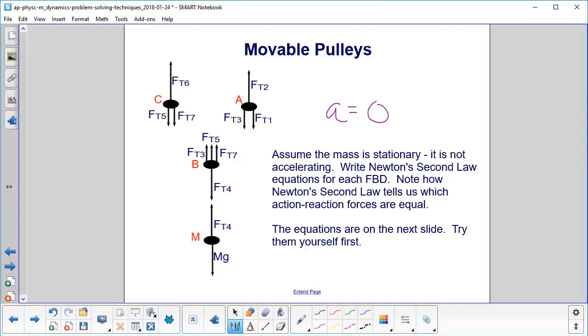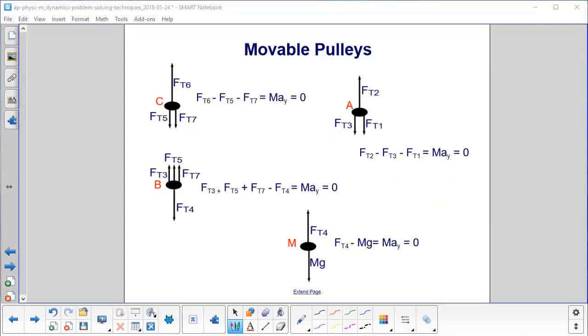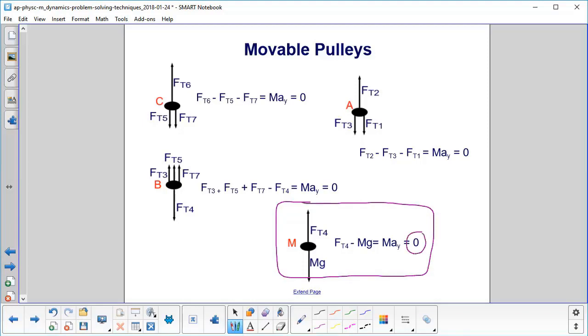And write Newton's second law equation for each of the 4 free body diagrams. The equations are on the next slide. Try them yourself first. We'll start again with the mass because that's the easiest. You just have the tension force T4 minus mg is equal to 0 because it's not moving.